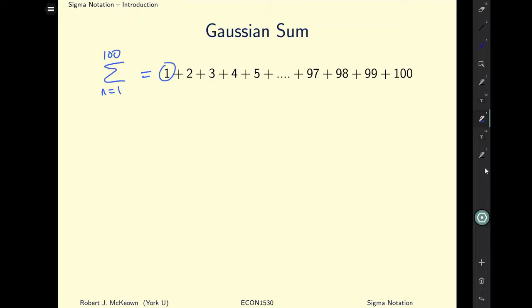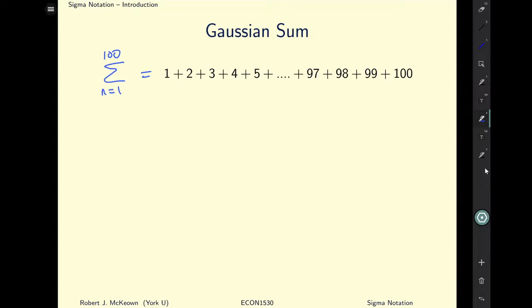But sigma notation doesn't make the calculation of this any easier. We've written it more succinctly, but we haven't made it easier to solve. It's still going to take a long time to add up 100 terms. Gauss, being the smart, young, eventually-to-be mathematician, observed something about this series that allowed him to write it as an equation.